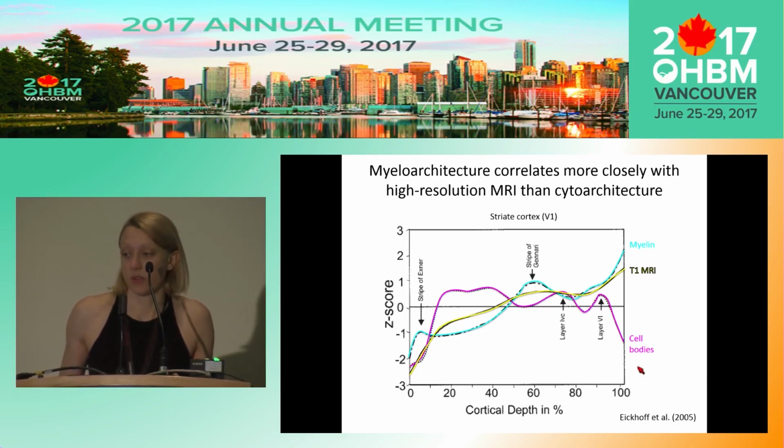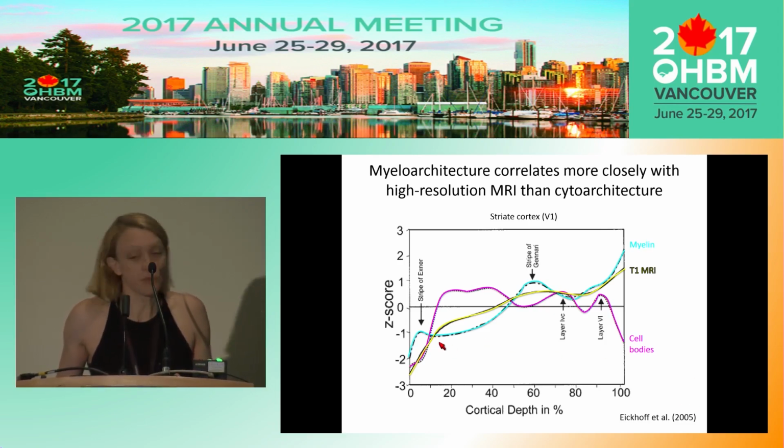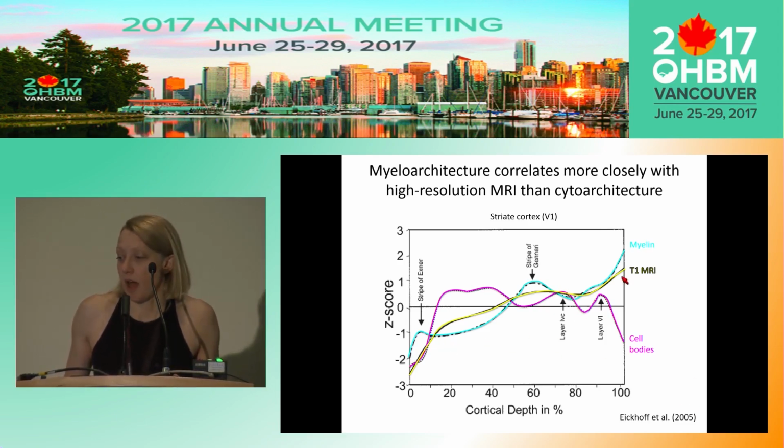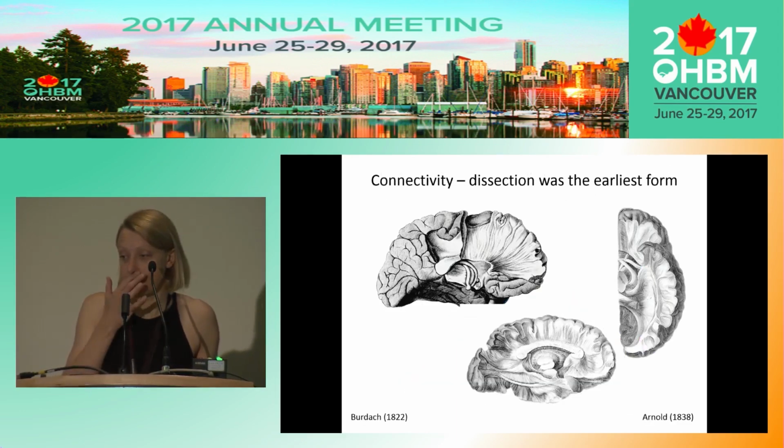So as we go through cortical depth here in this graph, I'm showing you myelin is in green and the T1 MRI signal is in yellow. And what you can see is that the pink cell body stain really doesn't line up nearly as well as the myelin stain does. So there could be something to this.